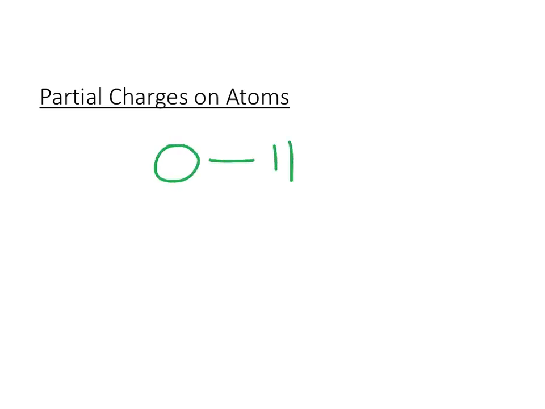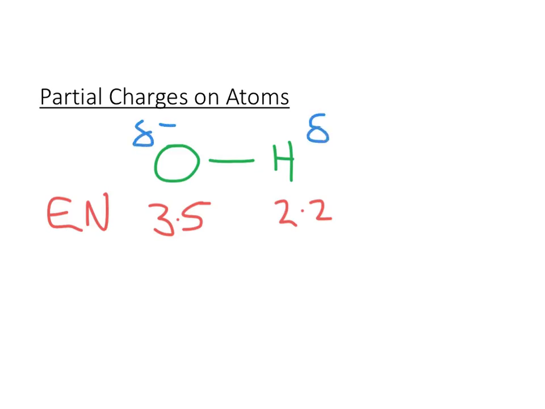Oxygen bonding with hydrogen, and electronegativity values this time 3.5 for the oxygen, 2.2 for our hydrogen. Oxygen is the highest electronegativity, so it's going to be a little bit negative. Hydrogen a little bit positive.